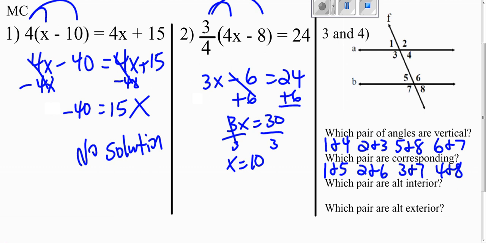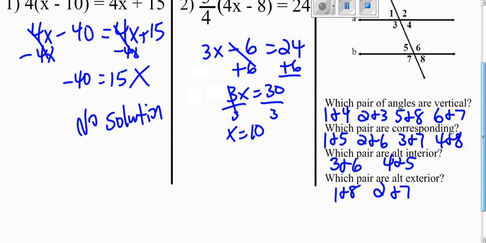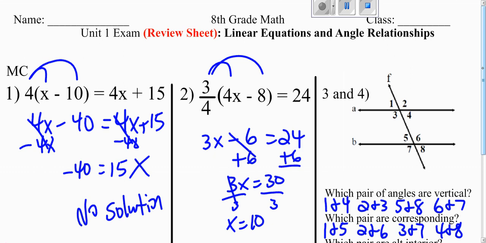And which pair are alternate interior? Interior angles are the ones in between the parallel lines, so it's 3, 4, 5, and 6. So the alternate ones are 3 and 6, and 4 and 5. And then similarly, alternate exterior, 1 and 8, 2 and 7. Make sure you know all of those relationships as well as supplementary for the test.